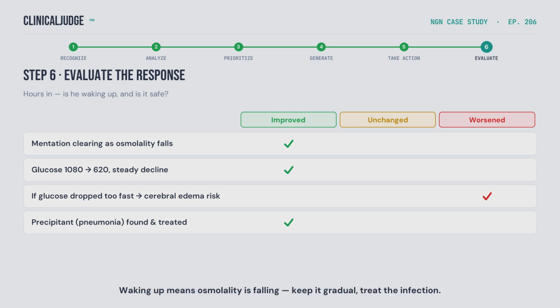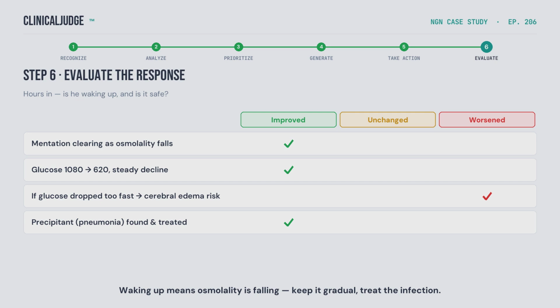Here is the reassessment. The good. His mental status is clearing. He is more alert, tracking, answering, which tells you the osmolality is coming down and his brain is recovering. His glucose has fallen from 1080 towards 620, a steady, controlled decline, not a crash. And the chest film has revealed a pneumonia, the precipitant, now being treated with antibiotics.